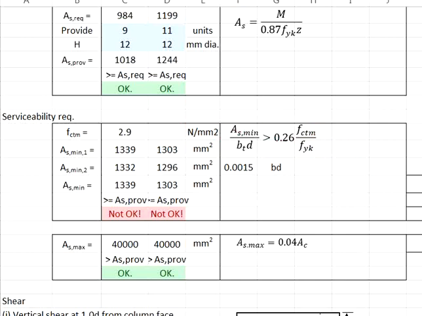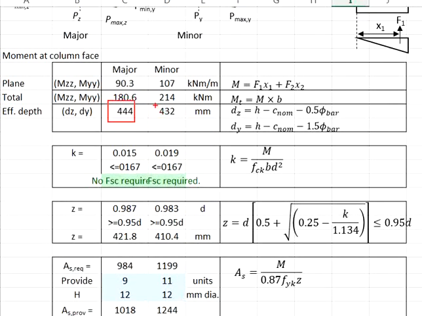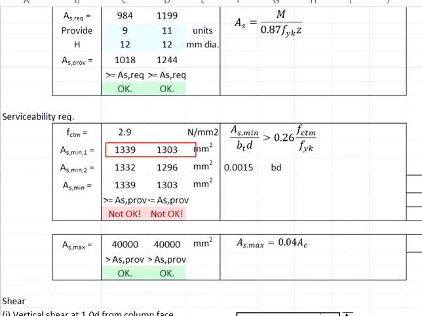Substitute the value into the equation. 0.26 times 2.9 divided by FYK, which is 500. Multiply the BD. Also be careful with the B when you are calculating in the major and the minor axis. Since we are talking about the square footing, the B will be the same. However, the D differs. For the major axis, the D is 444. For the minor axis, the D is 432. Then you calculate the AS min due to the equation here.